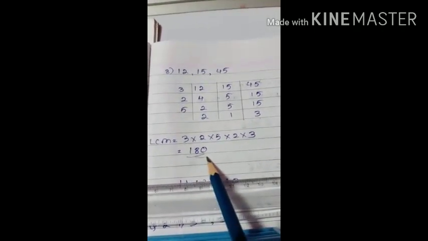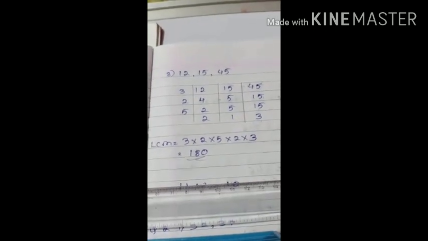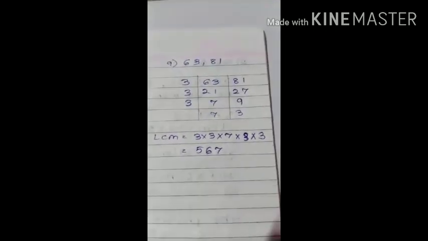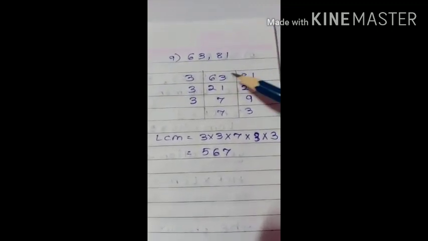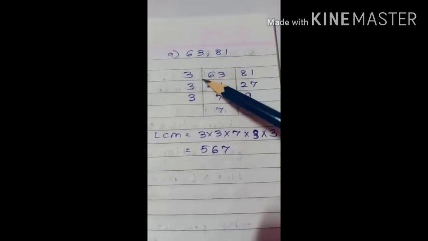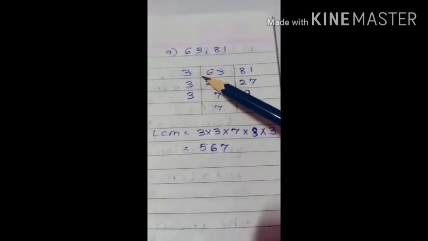So what will my LCM be? 3 multiplied by 2 multiplied by 5 multiplied by 2 multiplied by 3. So the answer will be 180. Clear, everyone? Next, 63 and 81. Both are divisible by 3. So I divided here by 3.